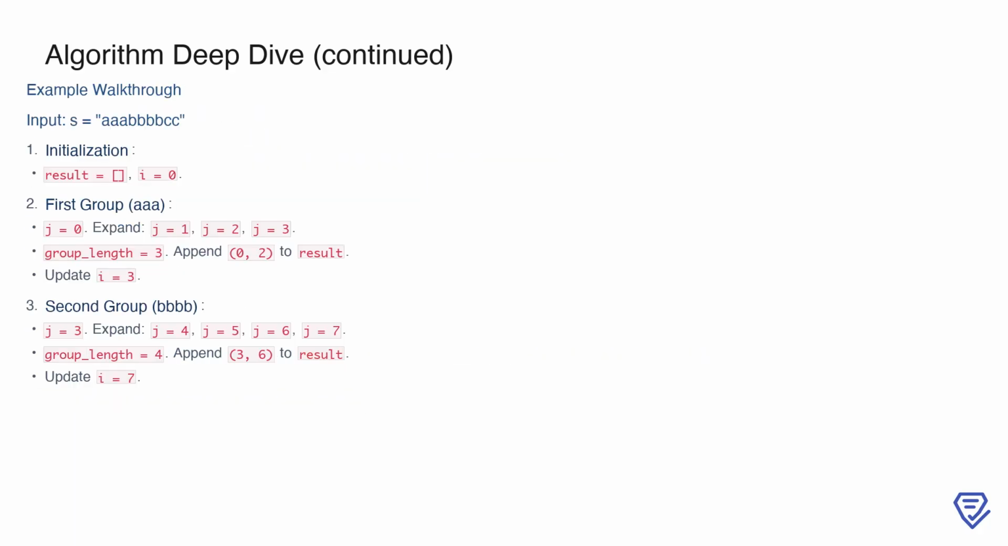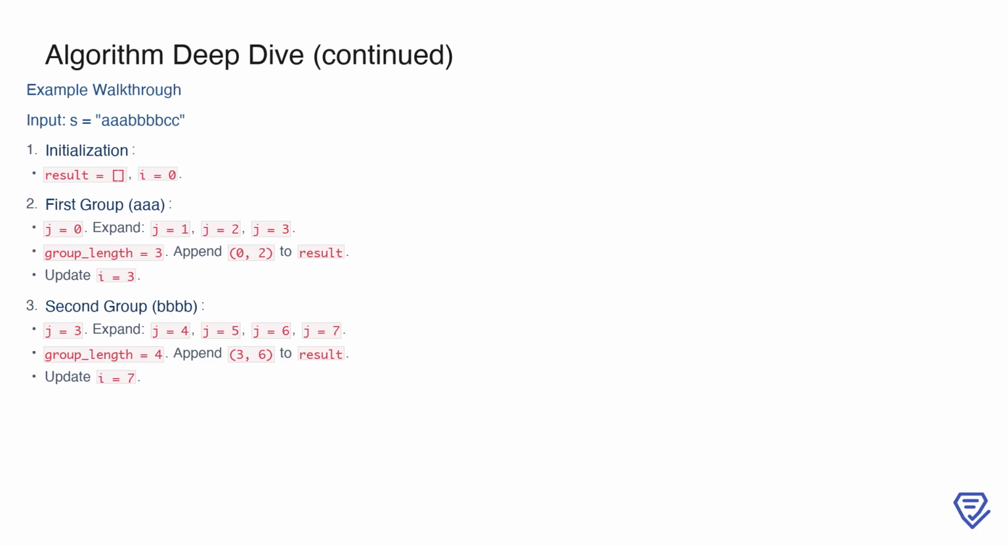Let's go through an example to see the algorithm in action. Suppose the input string is s equals aebc. First, we initialize result as an empty list and set i to 0. The first group consists of the characters AAA. Starting with j equals 0, we expand the group by incrementing j until the characters differ, so j becomes 1, then 2, and finally 3.